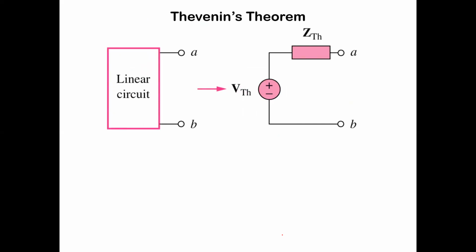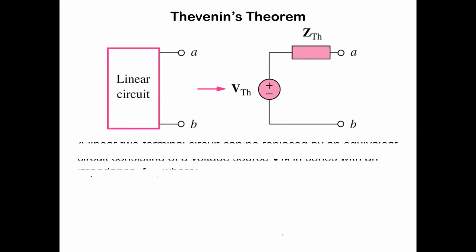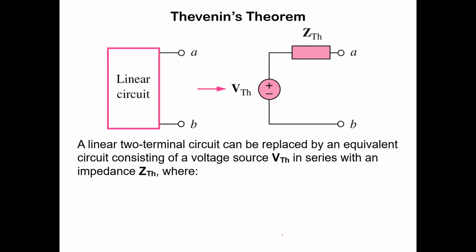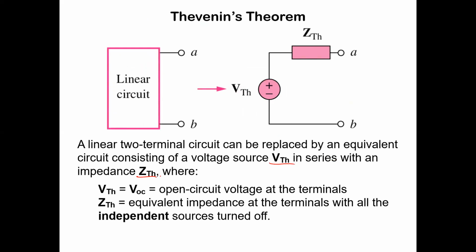What about Thevenin's theorem? Yes, Thevenin's theorem says any linear two-terminal circuit can be replaced by an equivalent circuit of a voltage source, phasor, in series with an impedance, where the V Thevenin is the open circuit voltage at the terminals, the open circuit phasor voltage, and Z Thevenin is the equivalent impedance with all independent sources turned off.